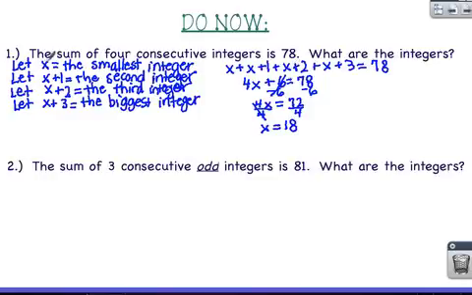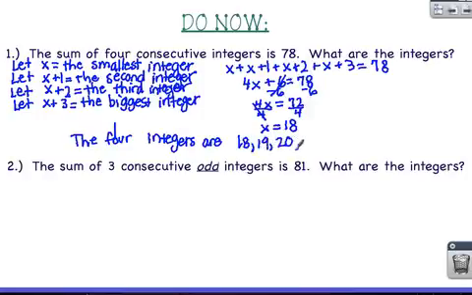Well, x, as we defined it, is the smallest integer. So the 4 integers are 18, 19, 20, and 21. And if I were to add those up, they would give us 78.